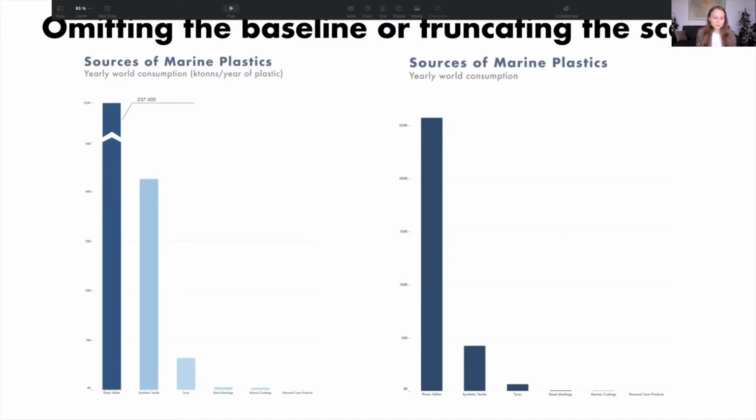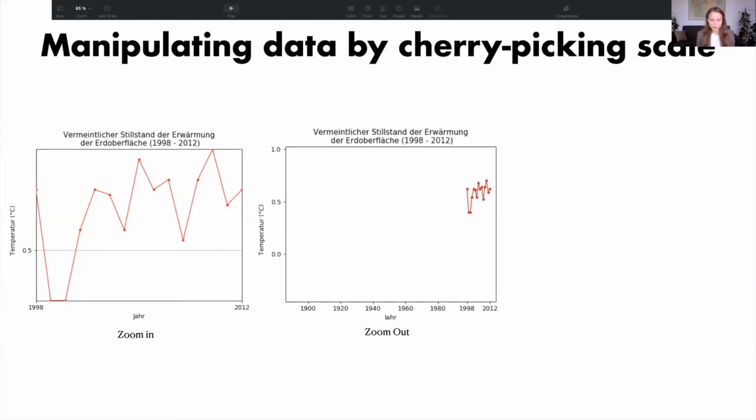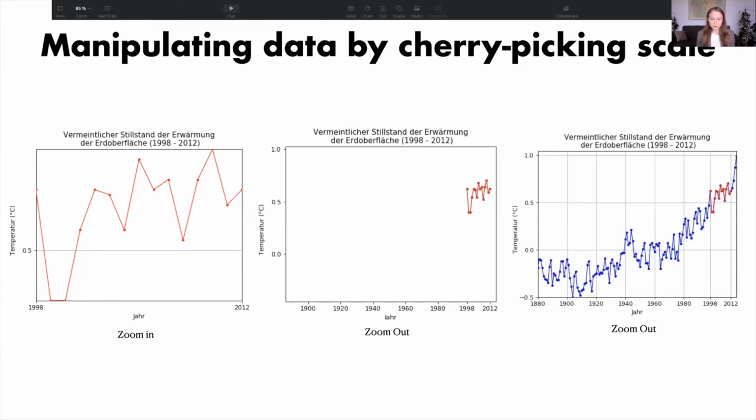Another functional mistake is manipulating data by cherry-picking the scale. This is a visualization of temperature changes for a period of 14 years, and it proves that climate doesn't get any warmer. But if you zoom out and look at the whole picture, you'll see this is not true.